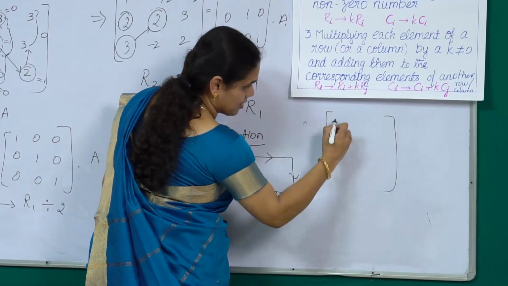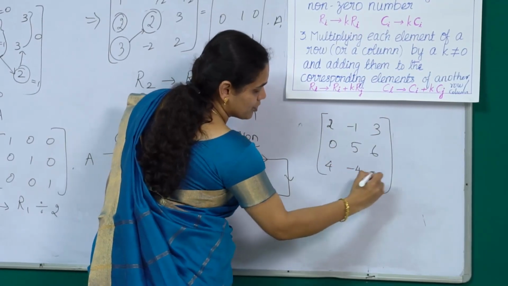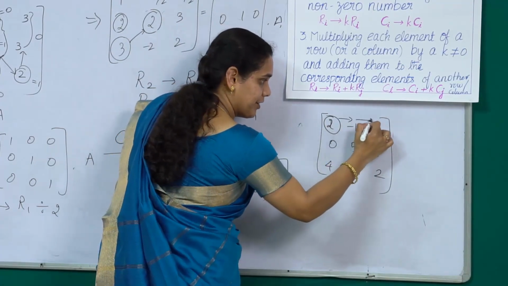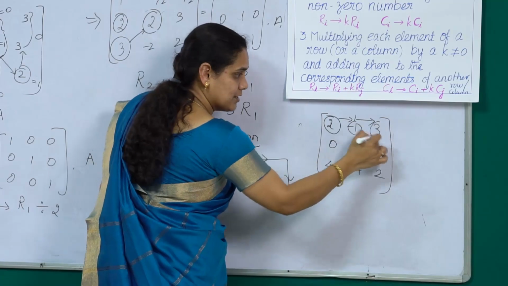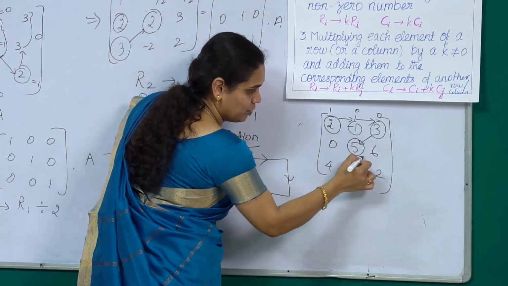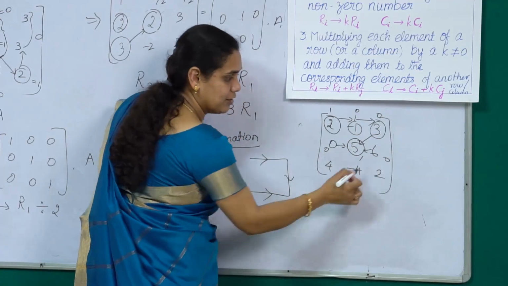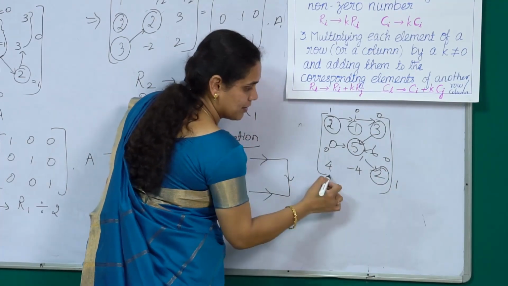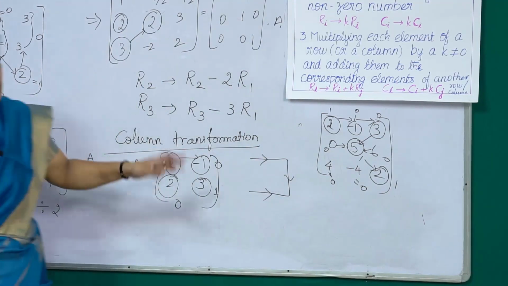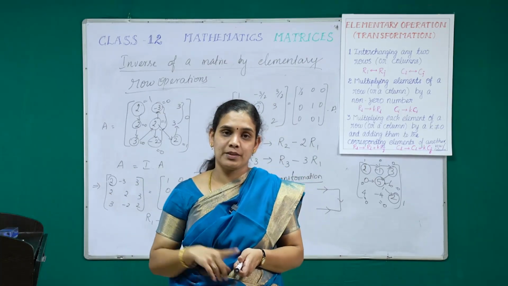Then 3 by 3 matrix, 2 minus 1 3, 0 5 6, 4 minus 4 2. Here also we start with this element, but we go here. We convert this to 0, this to 0, this to 1, and then you come here and then convert this to 1 and make this to 0, 0 0, and then you go here, make this 1 and then convert this to 0, this to 0. Here it ends. Okay.